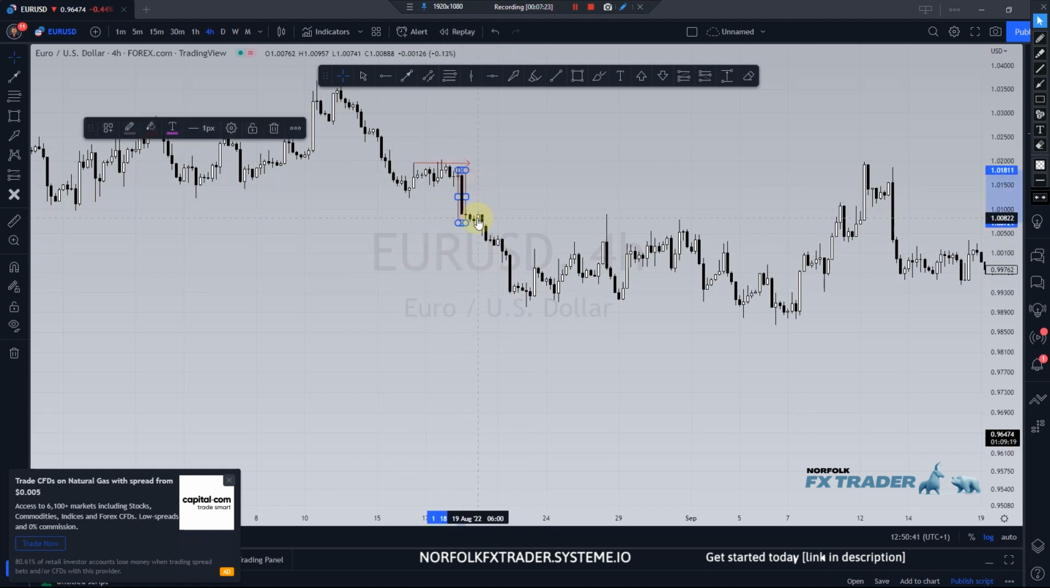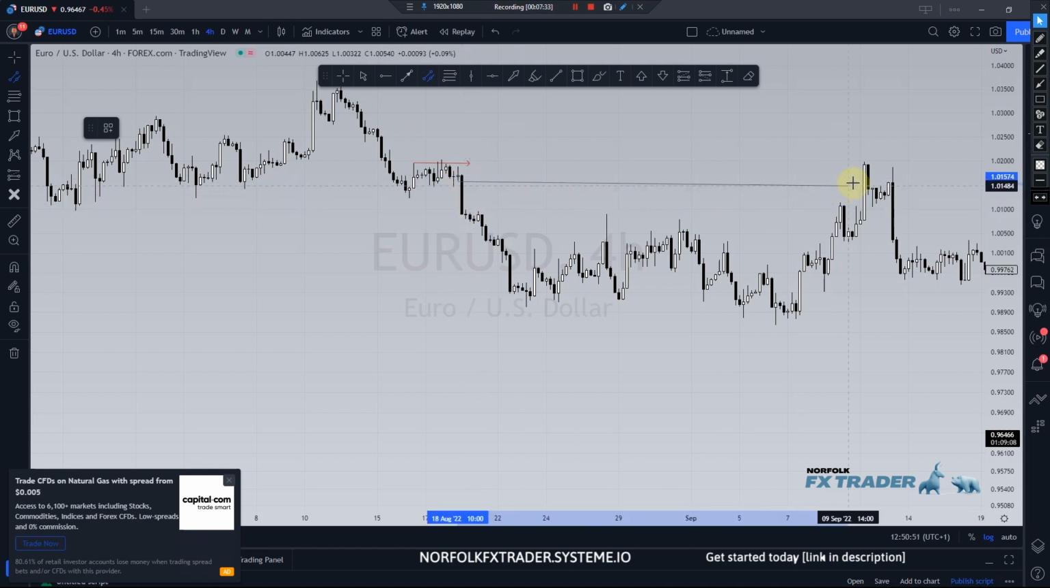Now the next step we look for is imbalance. So the imbalance is drawn from the low of this wick to the high of this wick. So we just mark this out. This is how I draw my area of imbalance. Now what we're looking for is price to come back, and it will want to come back to fill this imbalance, and it fills it on this bullish candle.